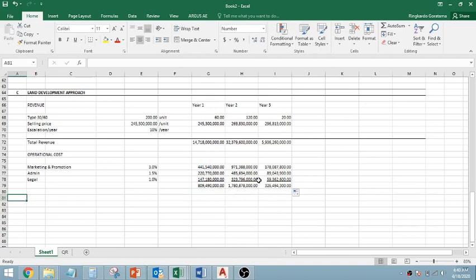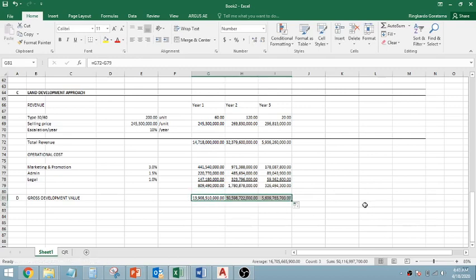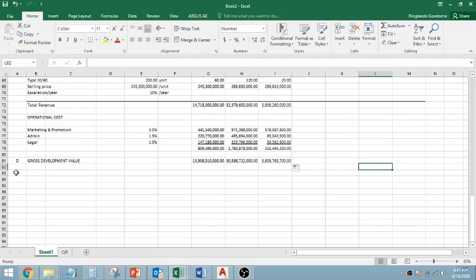So the gross development value will be this one, deducted by this one, the selling cost. Okay, next is the land value.